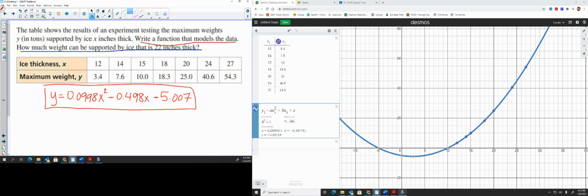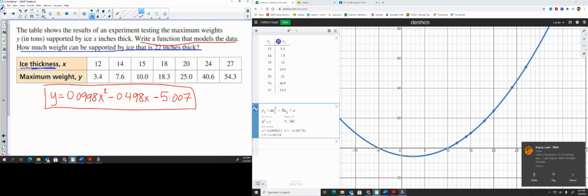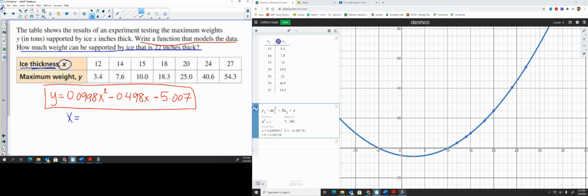Next, it wants us to answer how much weight can be supported by ice that is 22 inches thick. Well, thickness is an x value, right? The x variable in this case is ice thickness. So what I'm going to do is say, hey, what if x is 22? What happens when x is 22? I'm going to take 22 and plug it in for x in every part of my equation.